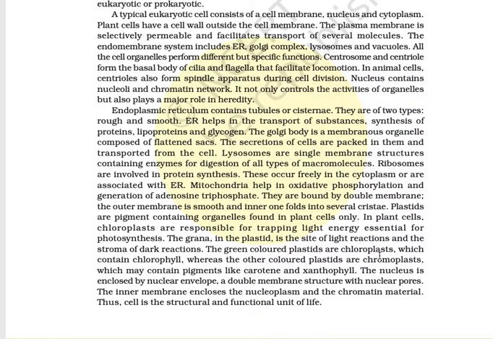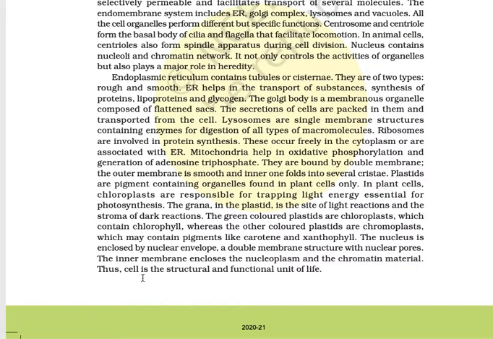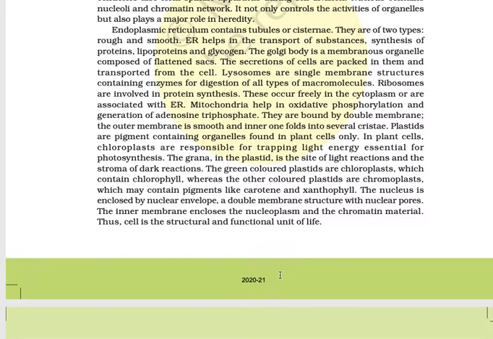The green colored plastids are chloroplasts which contain chlorophyll, whereas the other colored plastids are chromoplasts which may contain pigments like carotene and xanthophyll. The nucleus is enclosed by nuclear envelope, a double membrane structure with nuclear pores. The inner membrane encloses the nucleoplasm and the chromatin material. Thus, cell is the structural and functional unit of life.